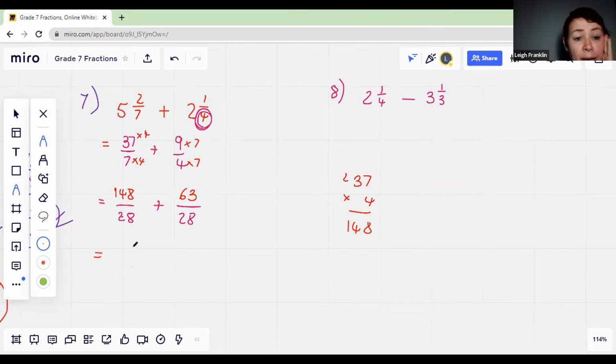This was a really, really difficult one. So now we're going to add. We're going to keep the 28 at the bottom. We've got to add 148 and 63, and that's going to leave us with 211. 211 indeed. So 211 out of 28, and then I suppose we could make that into a mixed number, but I don't think that there are any common factors.